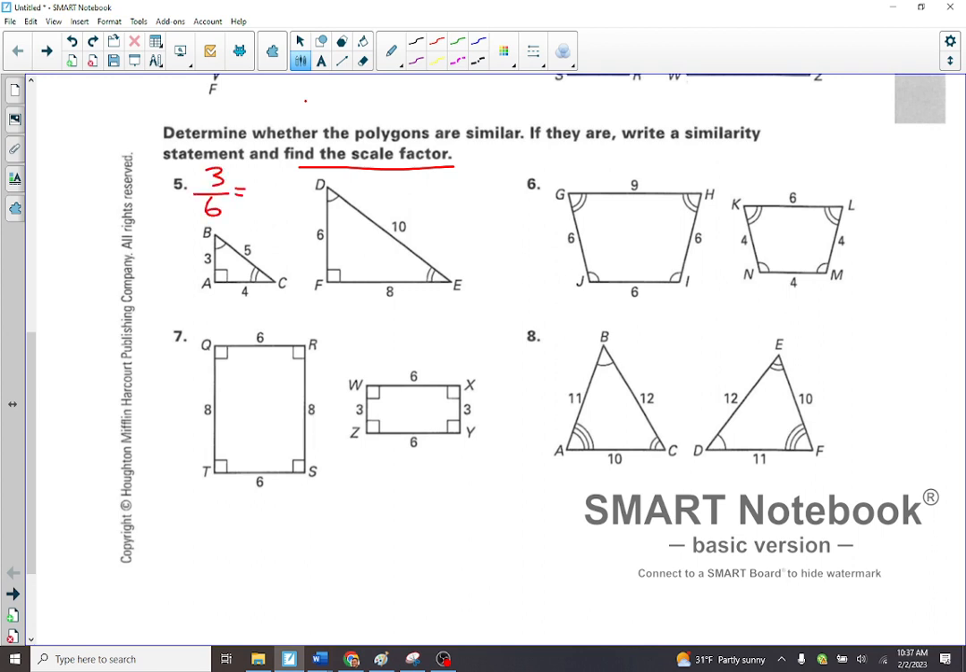3/6. That'd be AB to DE. We would reduce that to 1/2.